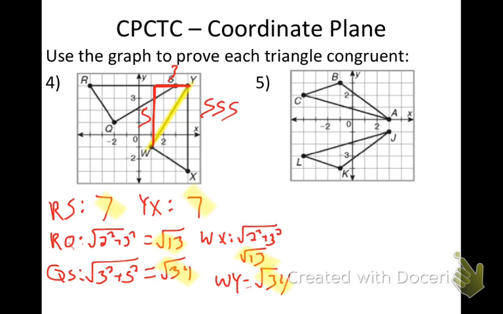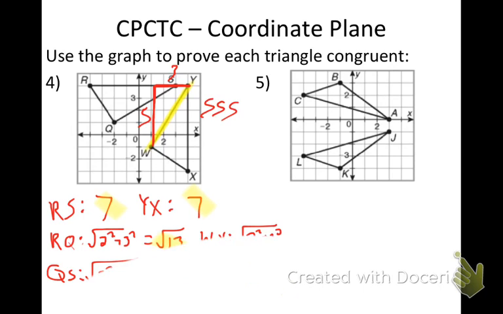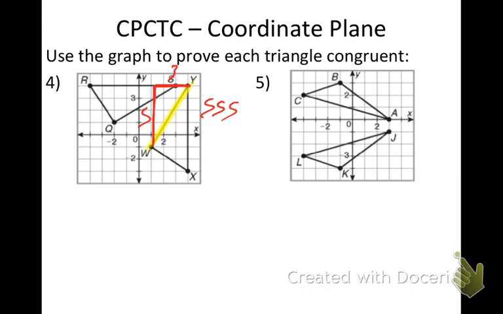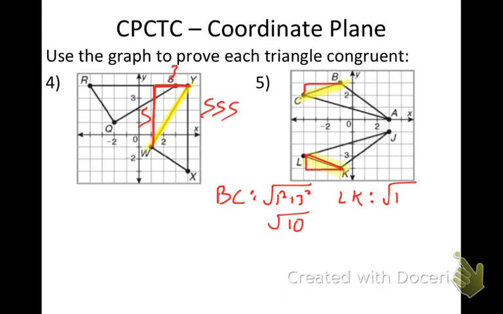Okay. Let's look at number 5 here. I'm going to erase here. I'm going to start off with BC. If I look at BC here, my side lengths are 1 and 3. So 1 squared and 3 squared gets me the square root of. Great. What's BC going to be similar to? Okay, draw my right triangle in there. What are my side lengths there? 1 and 3. So 1 squared plus 3 squared gets me the square root of 10. Great. Those two sides are done.